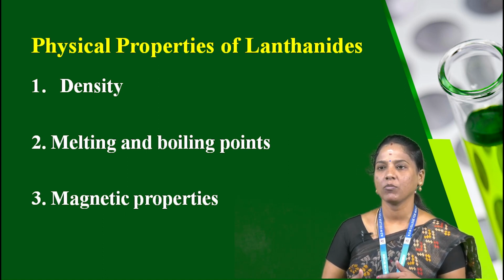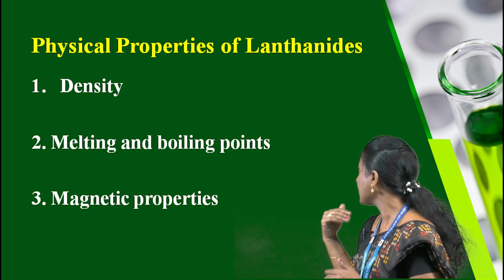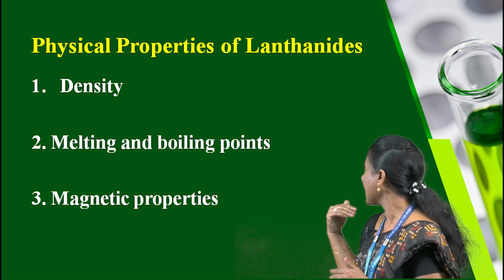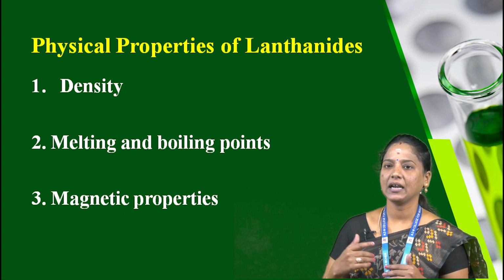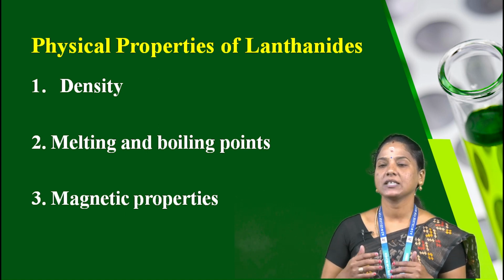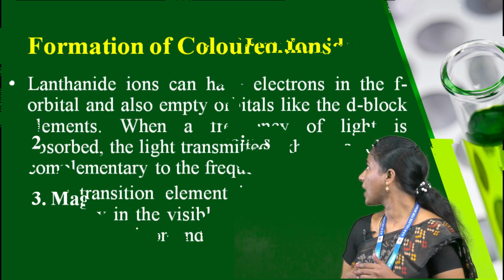the total magnetic moment. The formula is μ = √(4s(s+1) + l(l+1)). The unit is Bohr magneton. Next one is formation of colored ions.